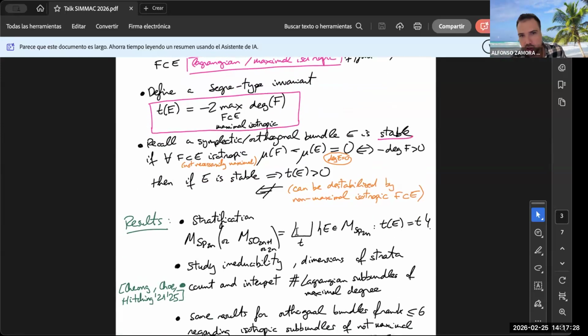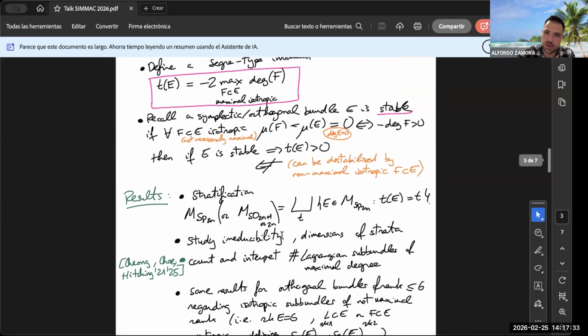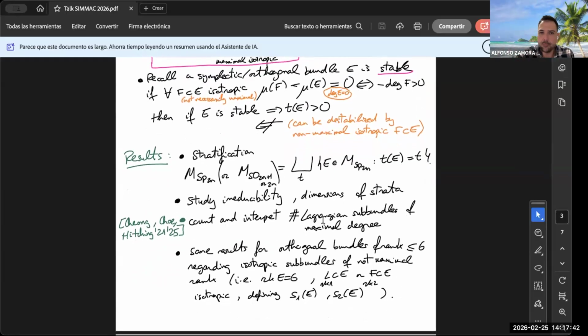They produce the semi-continuity of the invariant, hence a stratification of the moduli space into the different values of this Segre invariant, and they study the reducibility and dimensions of strata. In another two pieces of work with Cheong, they count and interpret the number of Lagrangian subbundles of maximum degree. So they have a generalization of this result by Nagata and Maruyama.